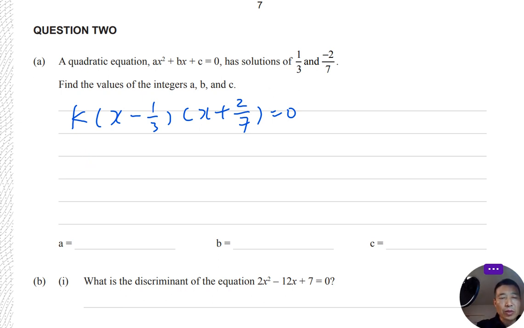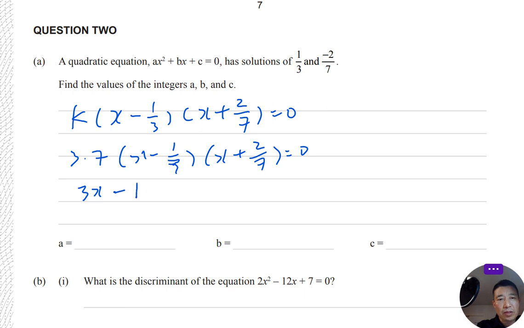So I said 21, so that means 3 times 7, (x minus 1/3)(x plus 2/7) equals 0, right? So 3 times the first bracket gives me 3x minus 1. 3 times 1/3 is 1, right? And then 7 times the second bracket becomes 7x plus 2.